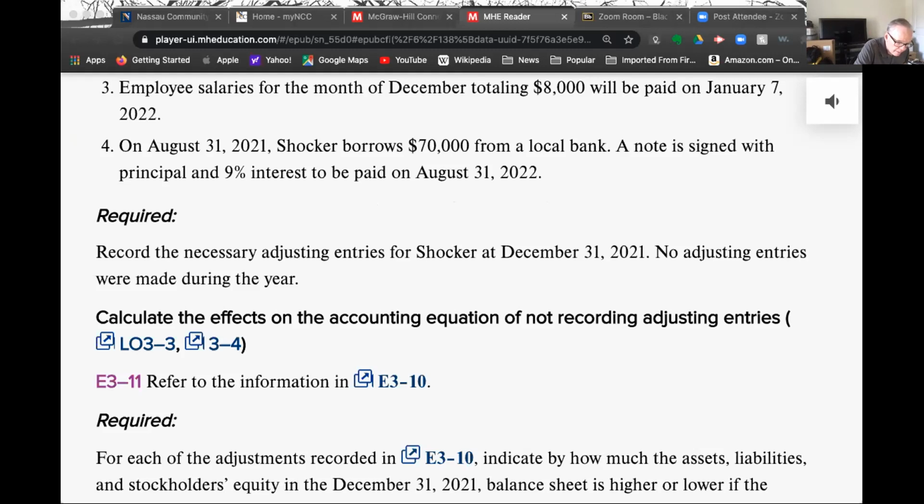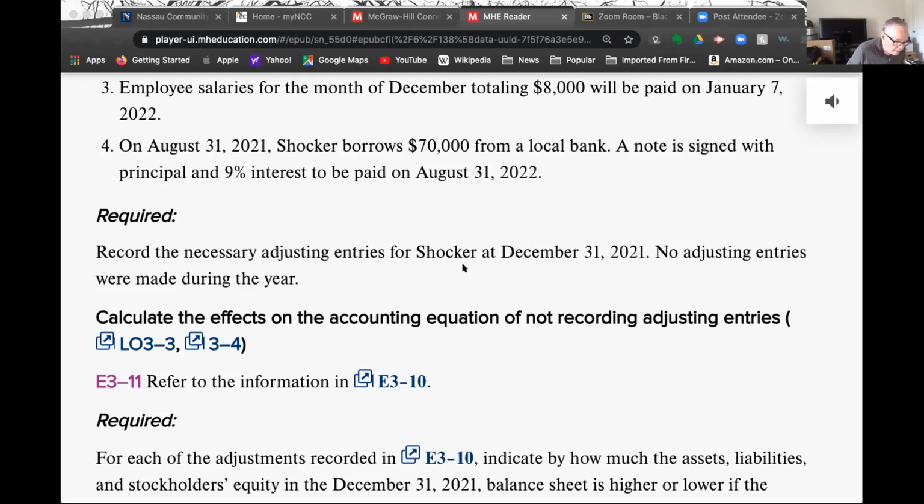Okay. Last one. On August 31st, Shocker borrows $70,000 from a local bank and signs a note, with principal and 9% interest to be paid on August 31st, 2022. Right. So now you're the borrower, so you have to calculate the interest expense. We're going to debit interest expense, and we're going to credit interest payable.